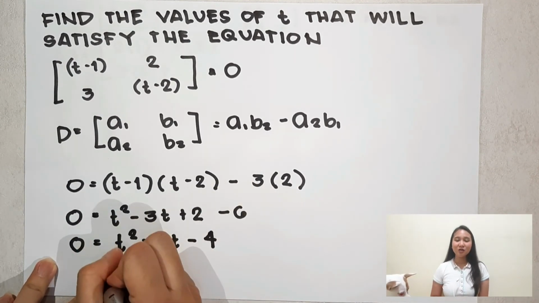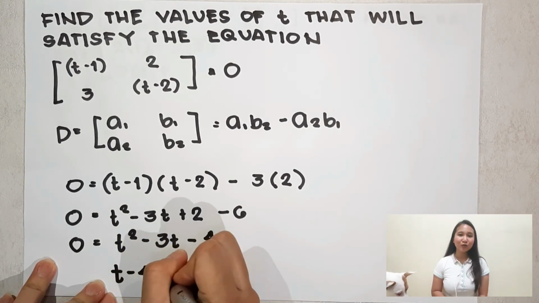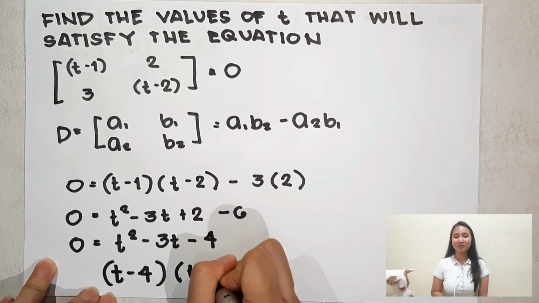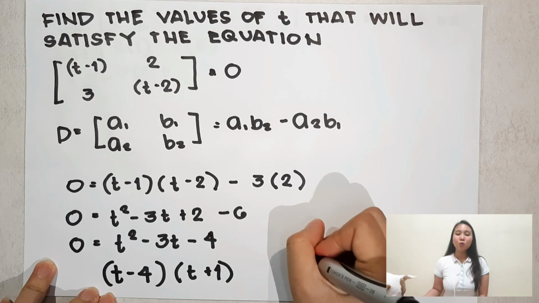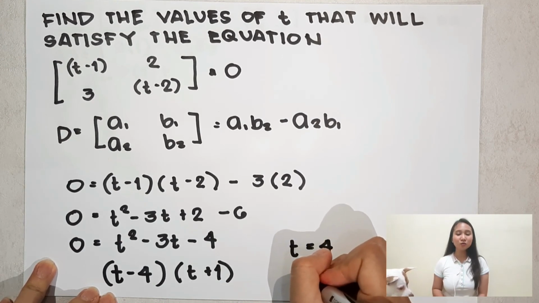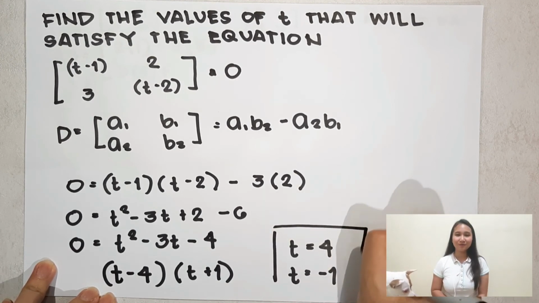Then we will factor this out. T minus 4 times t plus 1. We will equate it to 0. T will be equals to 4 and t will be equals to negative 1.